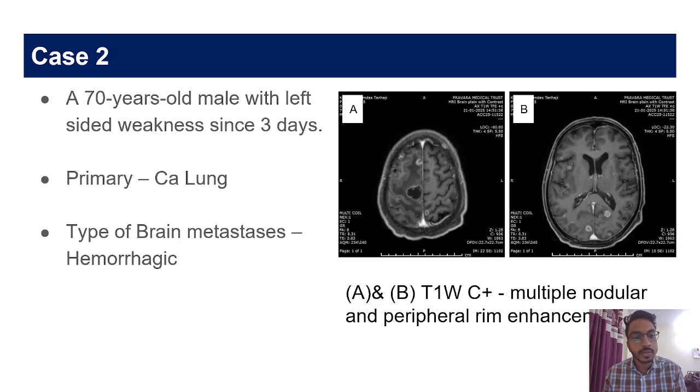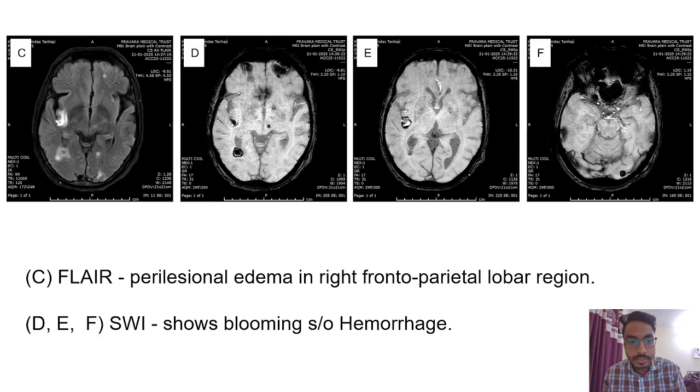Case 2 is a 70-year-old male with left-sided weakness since 3 days. Primary CA lung. The type of brain metastasis here is hemorrhagic mets. On contrast image, we can see multiple nodular and peripheral rim enhancing lesions here in the left parietal lobe, left occipital lobe, and also in the frontal lobes we can see multiple round to oval, varying size ring enhancing lesions on contrast study.